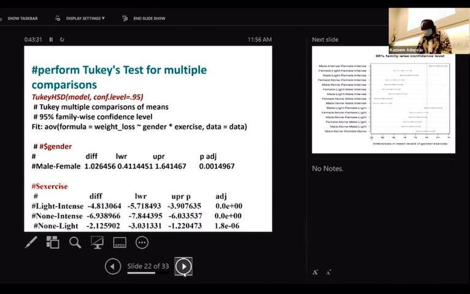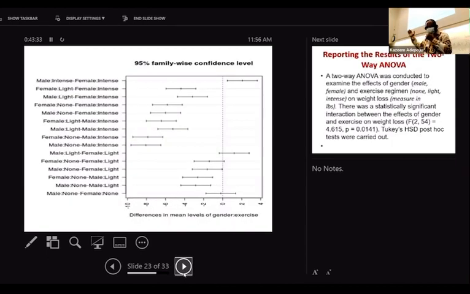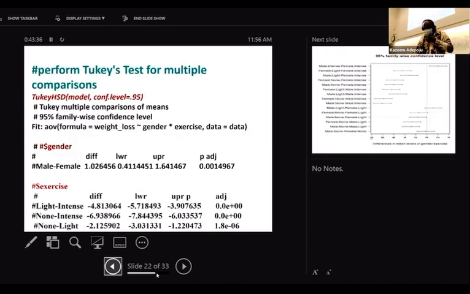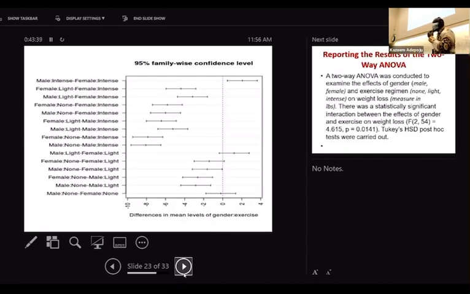Now, just like what I did the other time, what I'm trying to show now is the multiple comparison for interaction. Why are we doing this? Because we have rejected the null hypothesis, we said the interaction exists. Now, if you look at the first one, we're comparing male intense with female intense. If a male person is doing an intense exercise and a female person is doing an intense exercise, is there any significant difference between them in terms of weight loss? That is what we're investigating now.